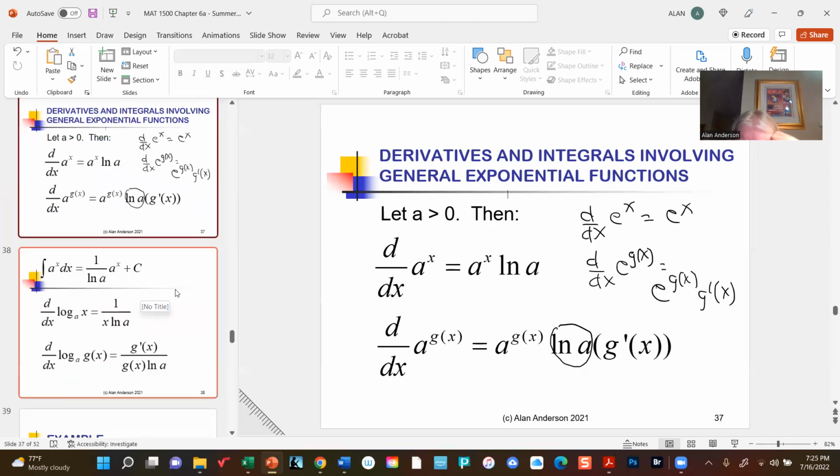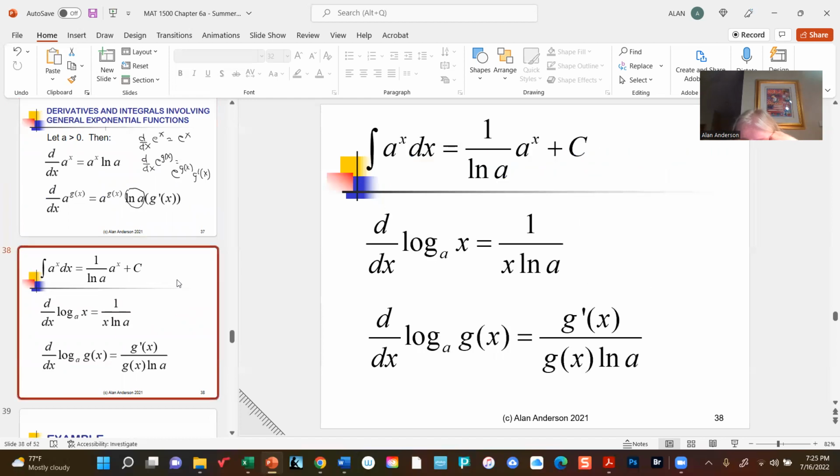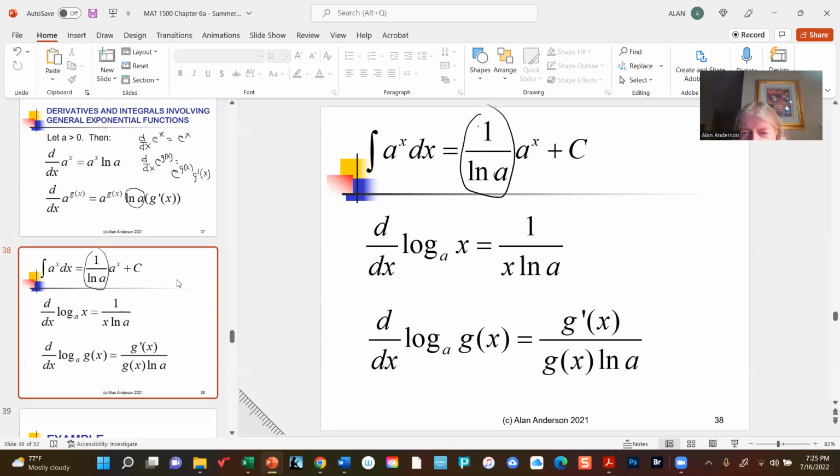Oh, there's some more here. Let's take a look. The integral of a to the x dx is 1 over log a times a to the x. The only reason the log a is here is because instead of e to the x, you have a to the x. The derivative of log base a of x is 1 over x log a. Again, this is only necessary because this is the log base a. And again, same thing down here.